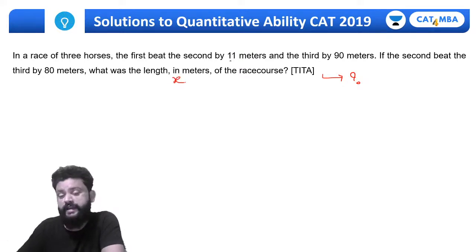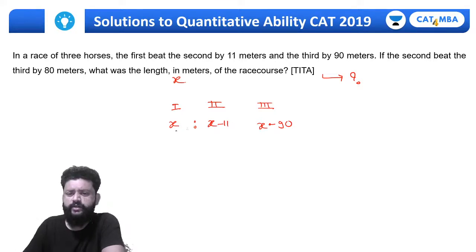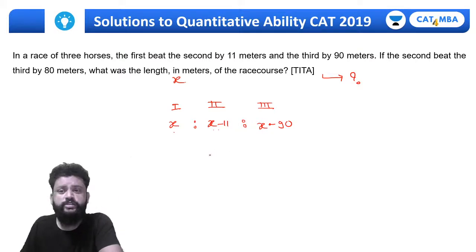So first beat second by 11 meters, that simply means when the first horse completes the race, the second just completes x minus 11. First beat second by 11 meters and third by 90 meters. That simply means third could just complete x minus 90 in the same time. So first to second the ratio is x is to x minus 11, and second to third the ratio is x minus 11 is to x minus 90. Actually I need not write this, I'm just explaining the question. I have not started the solution.